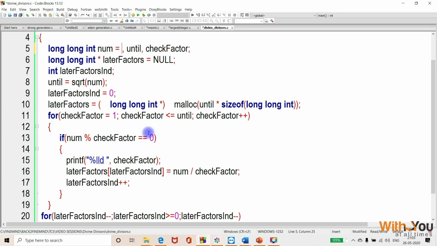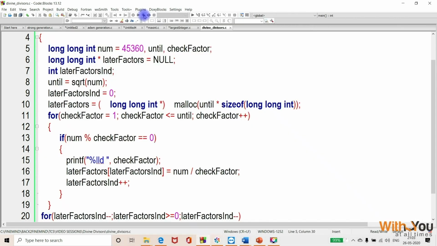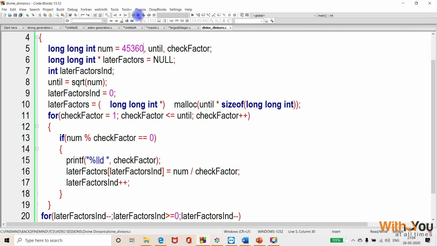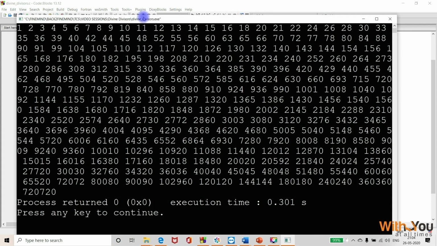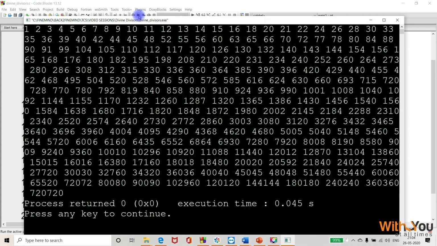Let's try that. 45360. Is that guy working? Let's test it out. It works. And look at the time actually. Fine. Running time 0.041. That's fine, Sridhar. Just make it a little larger. 720. That would be around 200 numbers. Let's find out how your program responds. Check it out. That's it. Look at that.